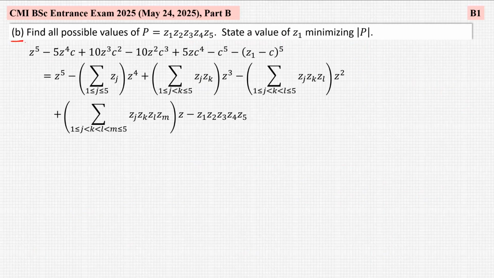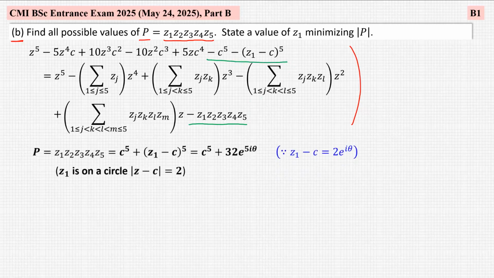Next, problem B. Finding possible values of p, that is the product of all 5 roots. Using our result of Vieta's formulas again, the product of all 5 roots appears at the constant term on the right-hand side, and the constant term on the left-hand side is this. So we can find out that p is equal to c to the 5th power plus (z1 - c) to the 5th power, or equivalently c to the 5th power plus 32 times e to the power of 5i theta.